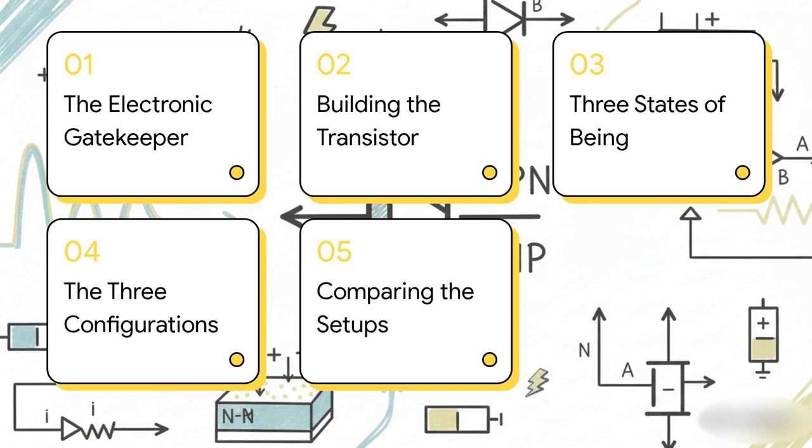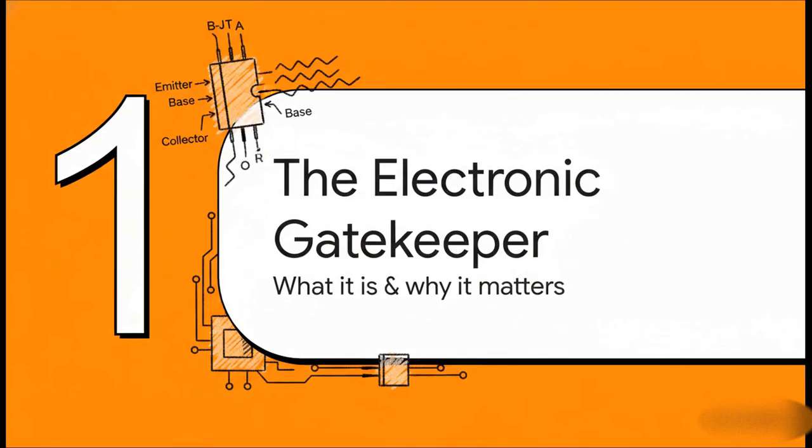So here's what we're going to cover. First, we'll figure out what a transistor even is. Then, we'll see how they're built, get a handle on its 3 main operating modes, explore the 3 different ways you can wire it up, and finally, we'll put them all side by side to see how they stack up. All right, let's jump right in.